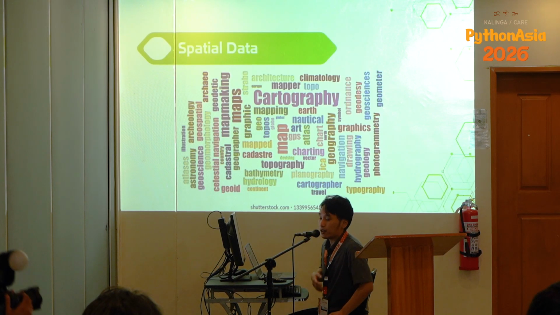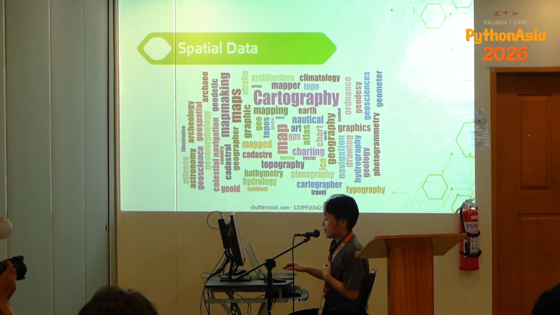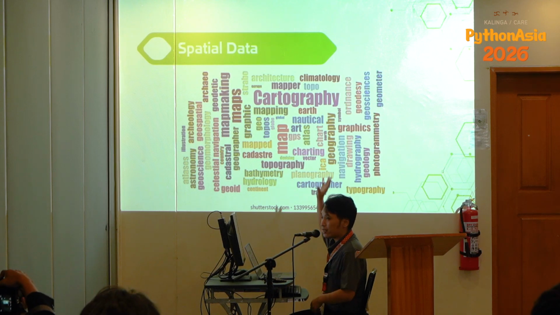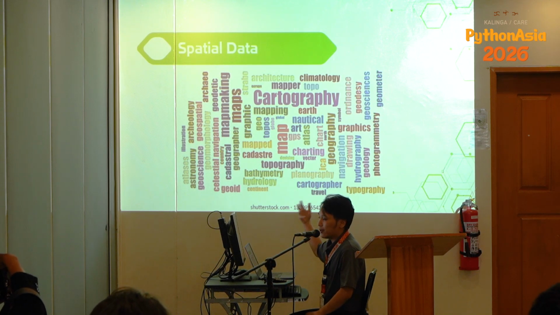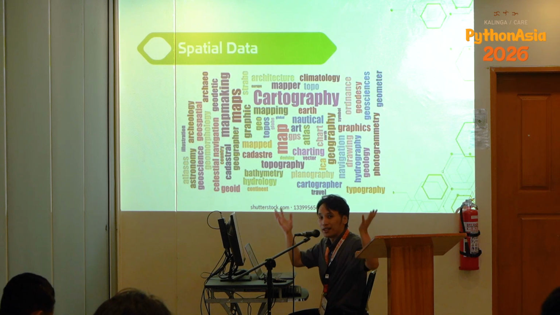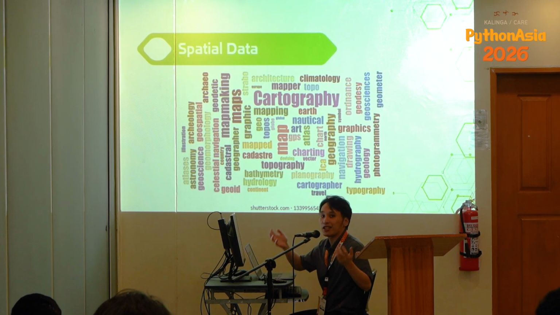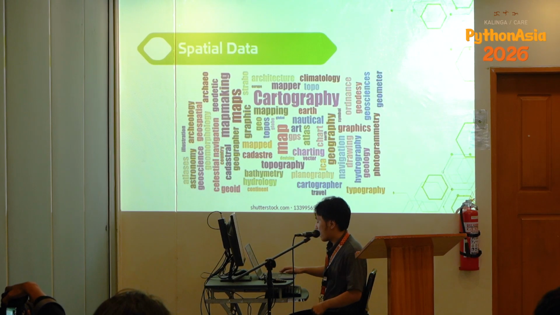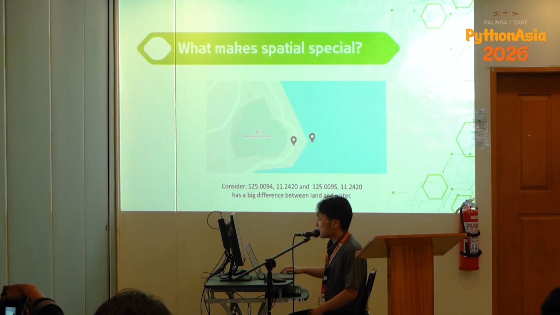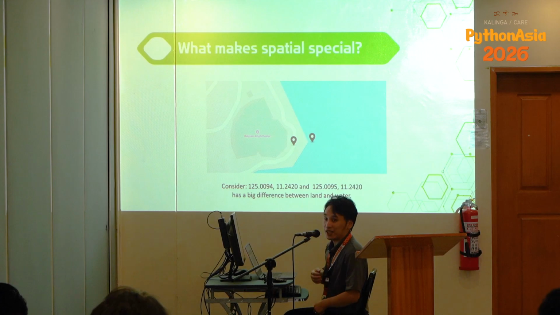So here are some of the concepts about spatial data. So you have all of these words, right? So a bunch of it would tell you that, okay, you have the world, you have some data on it, and it has a location. Essentially, spatial data is just data that has location. But there are some nuances to it. So what makes spatial special?